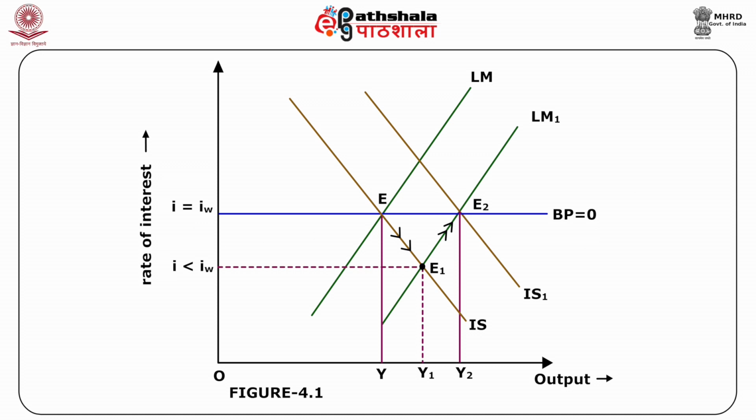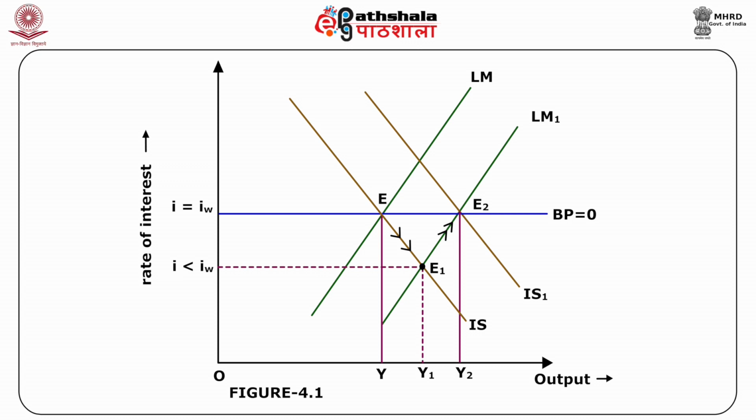We can see from the graph that the initial equilibrium is at E, where IS and LM curve intersect. Now let us assume there is an increase in the nominal stock of money. As discussed in the last module, this will lead to a shift in LM curve towards right, and the economy will be at E1. As you can see here, the domestic rate of interest is below the world rate of interest, that is I is less than IW. This will lead to capital outflow and depreciation of the domestic currency.